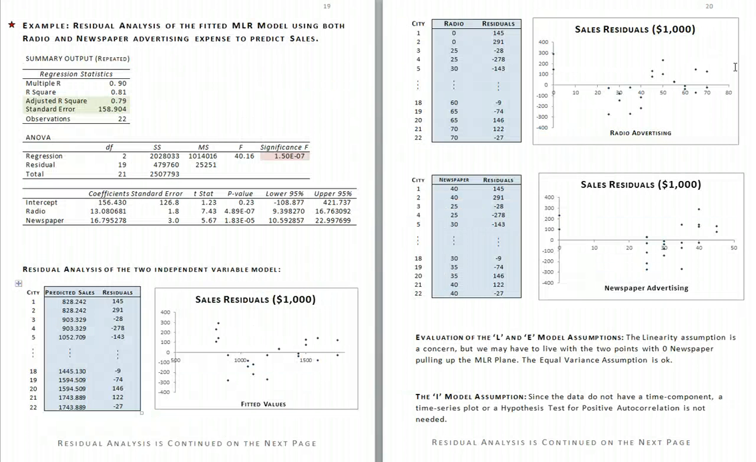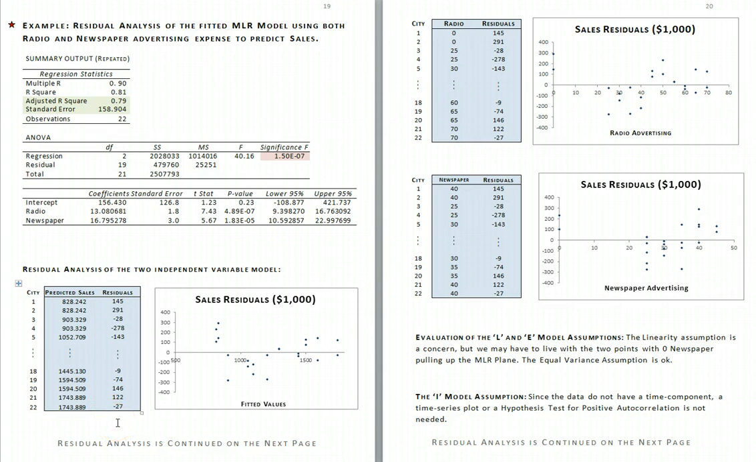We've moved to the next page. On this page we begin a residual analysis to check the model assumptions for the multiple linear regression model that uses both radio advertising expense and newspaper advertising expense to predict sales. The first plot we'll look at is the fitted values on the horizontal axis versus the residual values on the vertical axis.